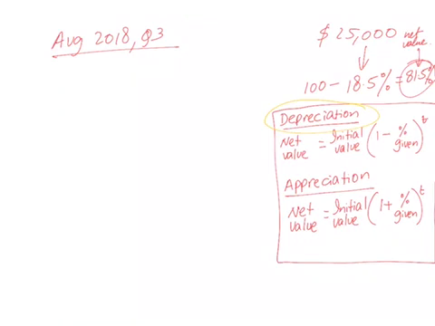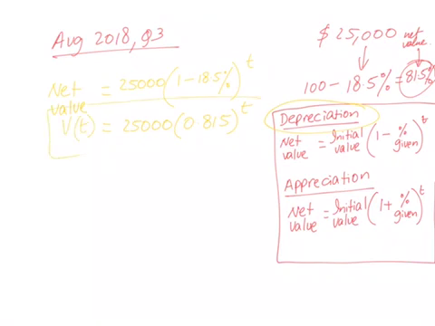And let's plug it in. Let's see. So what's our net value every time? It's the initial value, which is 25,000, times 1 minus the percentage that is given, which is 18.5%, to the exponent t, right? So we end up getting 25,000, 1 minus 18.5% becomes 0.815. So I'll just put in the 0.815 right here, 0.815 to the power t. Now this is Vt. So this is our formula that we will be applying.